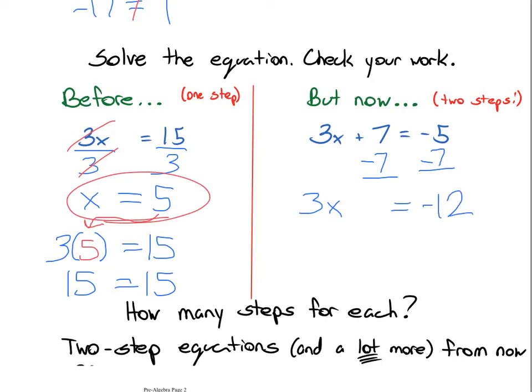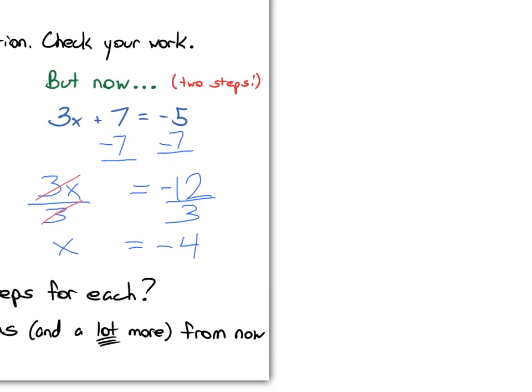So now we're back down to one of these, a one-step equation. And the way we get rid of now the 3x is we divide both sides by 3. And as we know, those 3's cancel out. And so you're left with x is equal to negative 12 divided by 3, negative 4. Very good. Very, very good. Now we want to make sure that our answer is correct, and it is negative 4.